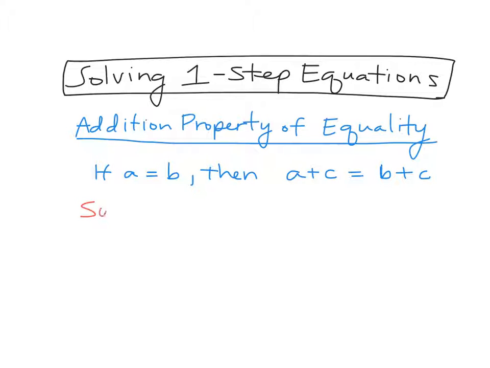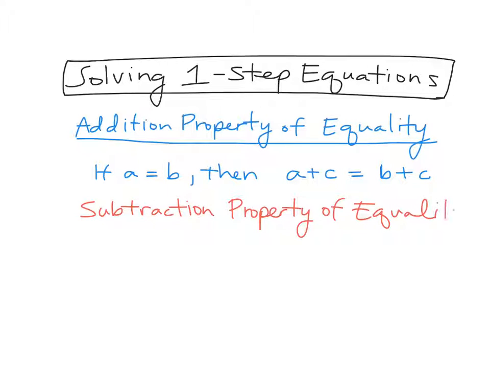And then there's the subtraction property of equality. And this one just says if you subtract the same thing from both sides, you'll still have equal parts, okay?